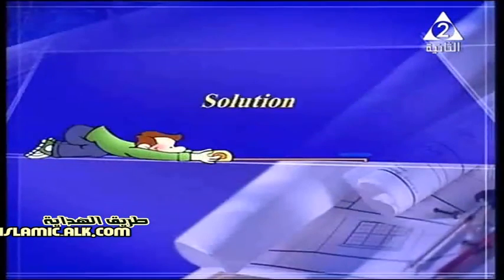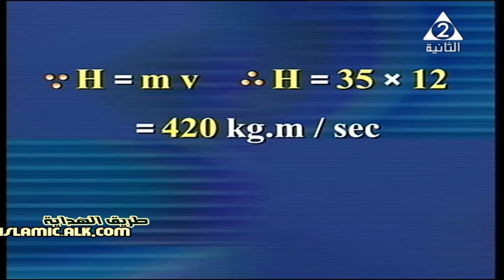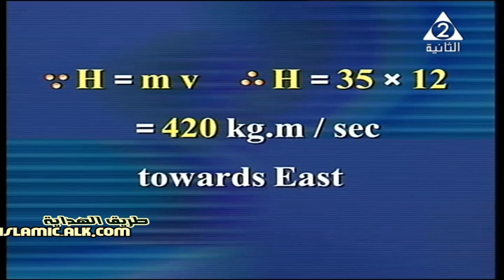Look at the solution. Remember, dear student, momentum equals mv. The algebraic measure of momentum H equals mass m times v, the velocity, or the algebraic measure of the velocity in its direction. Then we multiply 35 times 12. The answer is 420 kilogram meter per second. This is towards east. Why? Because the direction of momentum is the same as the direction of the velocity.